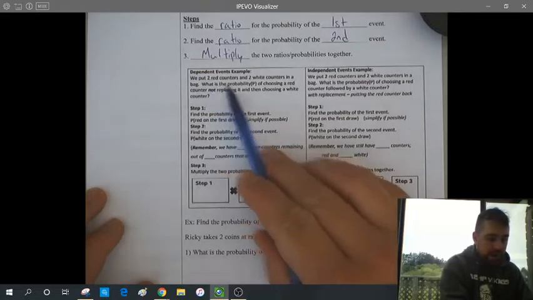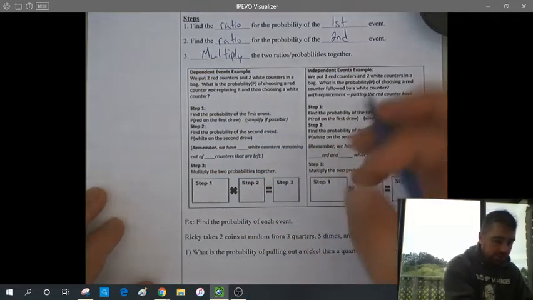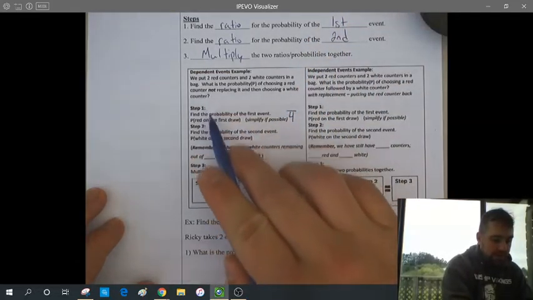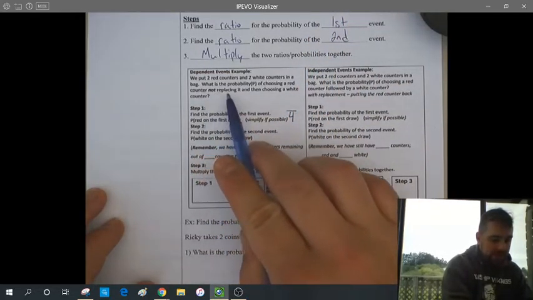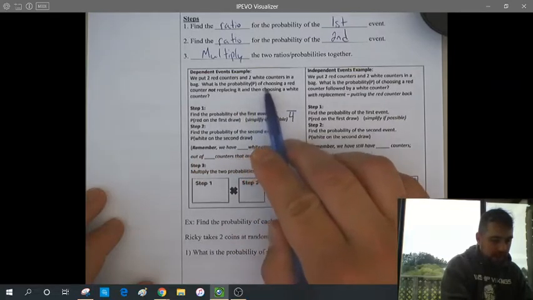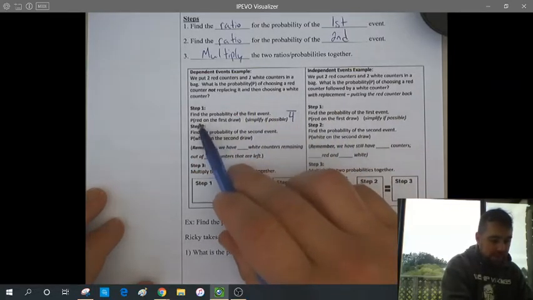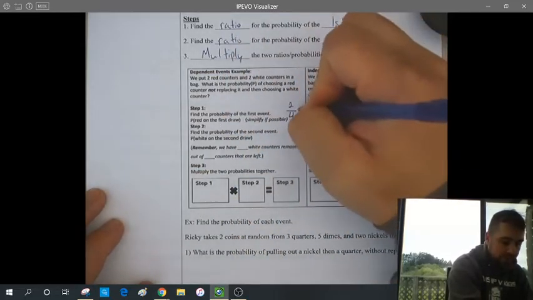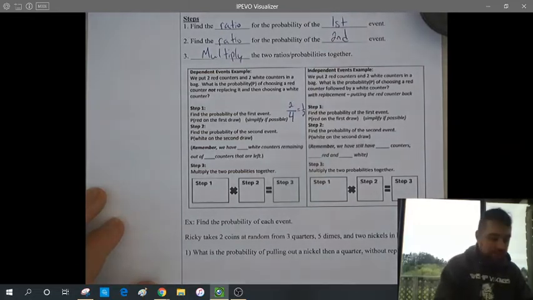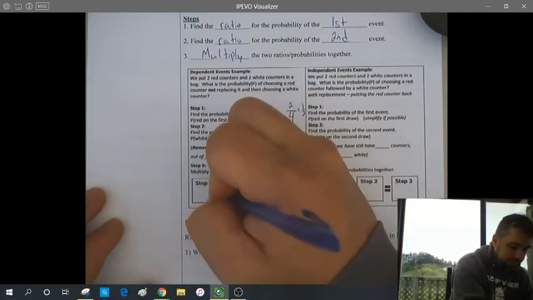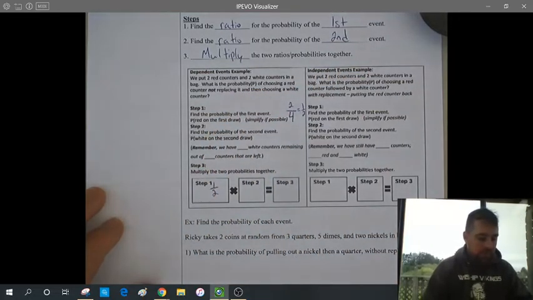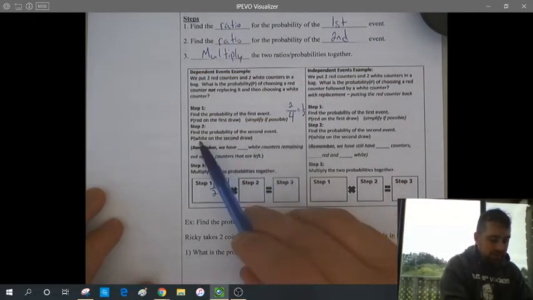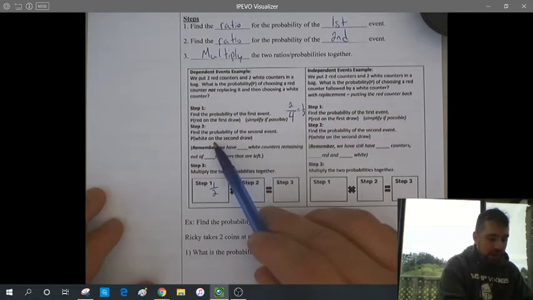Well, there are 2 red and 2 white counters, so there are 4 possible counters. And in the first event, we are choosing a red. So what is the probability of choosing a red on the first draw? Well, there were 2 in there, so that's 2 out of 4, or 50%, 1/2. Step 2, find the probability of the second event, which is the probability of drawing a white on the second draw.